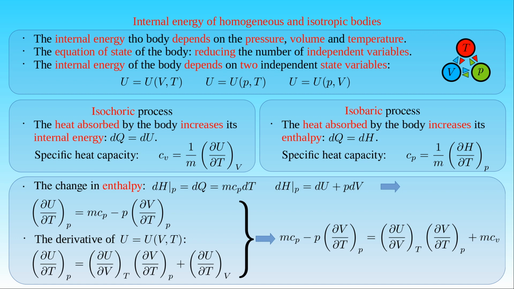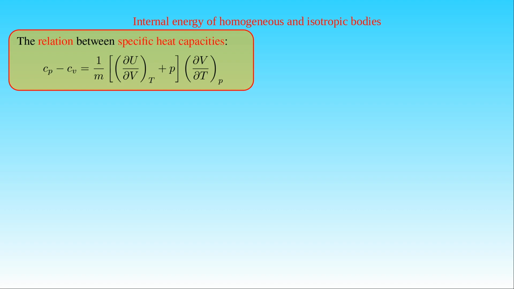If we regroup the terms and divide the result by the mass m, we obtain a relation between the specific heat capacities of a homogeneous isotropic body, which is the following. The difference between the specific heat capacity Cp of the body for a constant pressure and its specific heat capacity Cv for a constant volume is equal to 1 over the mass m of the body, times the sum of the partial derivative of the internal energy U of the body with respect to its volume V for a constant temperature and the pressure P, times the partial derivative of the volume V with respect to the absolute temperature T of the body for a constant pressure. This general relation links such properties of the body with each other that can be measured in different thermodynamic processes.